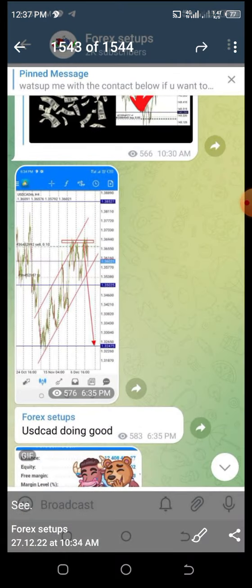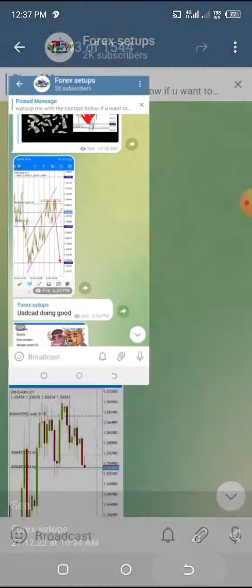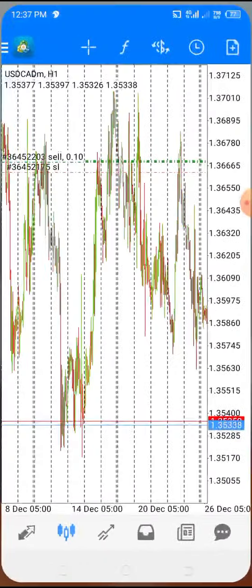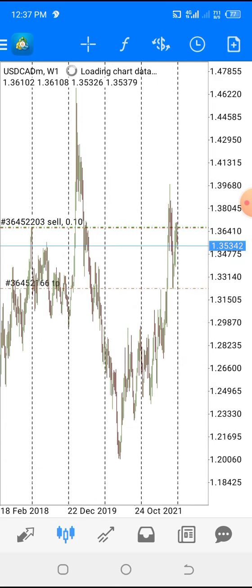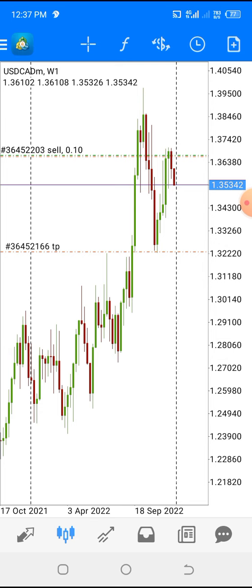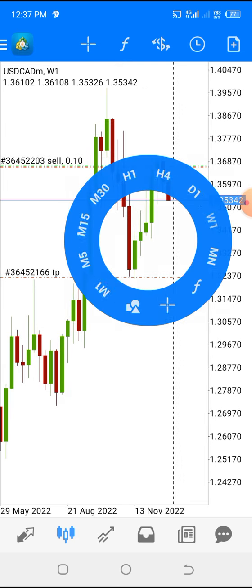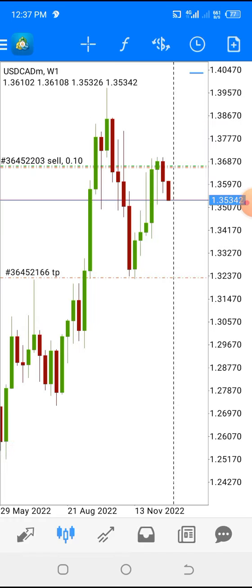You see, this was my analysis that I gave about USD CAD, and now USD CAD has moved up to 150 pips and I'm still with it. Now let me explain one thing guys: in trading there is what you call patience. Now let me show you one secret about this trade, and I'm going to mark here. You see, this is my take profit where I'm expecting price, and I'm going to show you why I'm calling that my take profit.